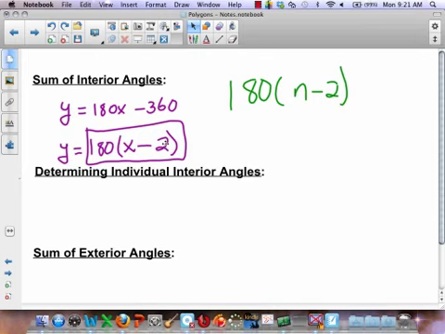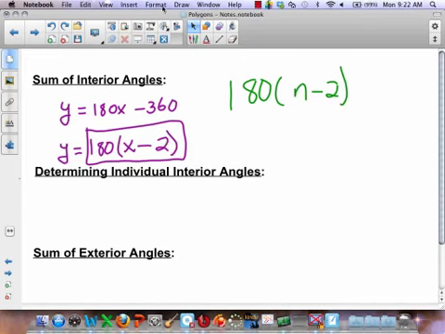Just solve for the sum and divide it. You're assuming we're dealing with a quadrilateral. I'm not saying quadrilateral. Divide by the number of sides. Okay, so the sum of the angles, divided by the number of sides.